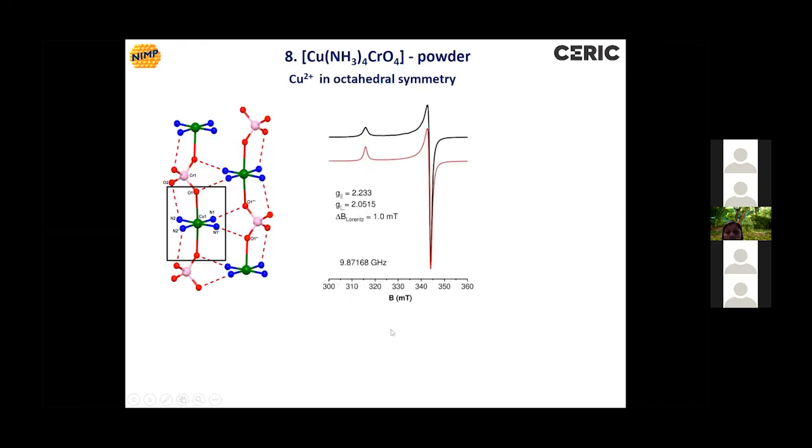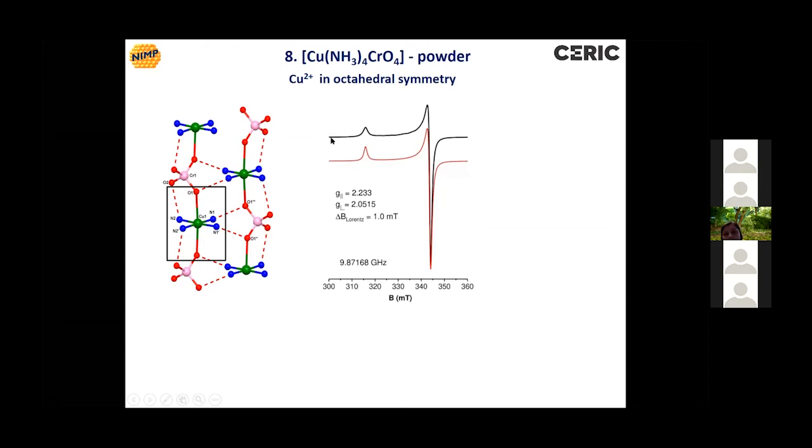But more often than not, we get only powders. So very rarely we get a single crystal large enough to do such a study on it. And this is an example of a powder system containing copper in an octahedral symmetry. So the copper is coordinated in the equatorial plane by 4 nitrogens, and it has 2 oxygens along this axis.